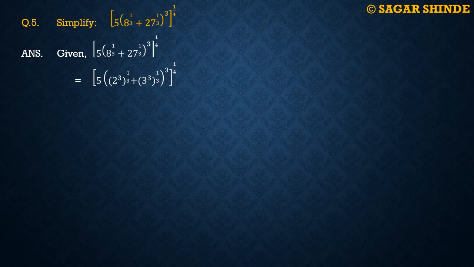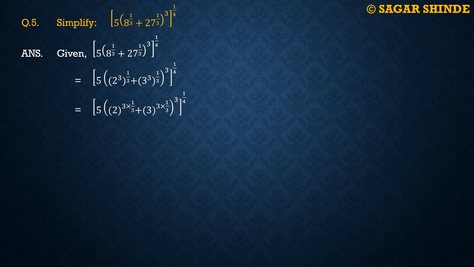Okay, next step, again inside the bracket we can see that there is power of powers, so powers can be multiplied. So 5 multiplied by 2 raised to 3 into 1 upon 3 plus 3 raised to 3 into 1 upon 3 we can write, and whole raised to 3, whole raised to 1 upon 4. Remaining terms we have written as it is. We are just starting from the terms which can be easily simplified.